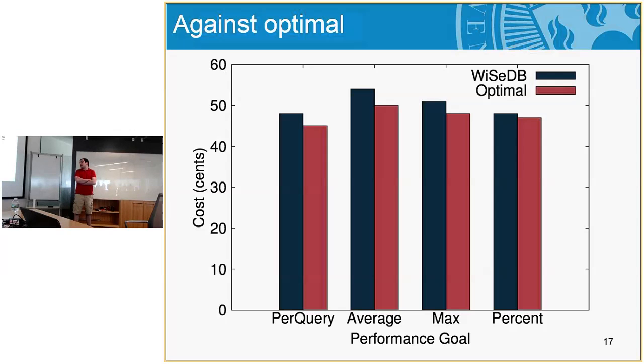So this graph demonstrates that for the optimal case with the TPCH benchmark for these 4 queries, we come pretty darn close to the optimal cost. If you do the numbers, it's between 3 and 8%. So we were pretty happy with that in terms of comparison to the optimal. But the problem with this comparison is that if your workload is so small that you can compute the optimal, why not just compute the optimal?